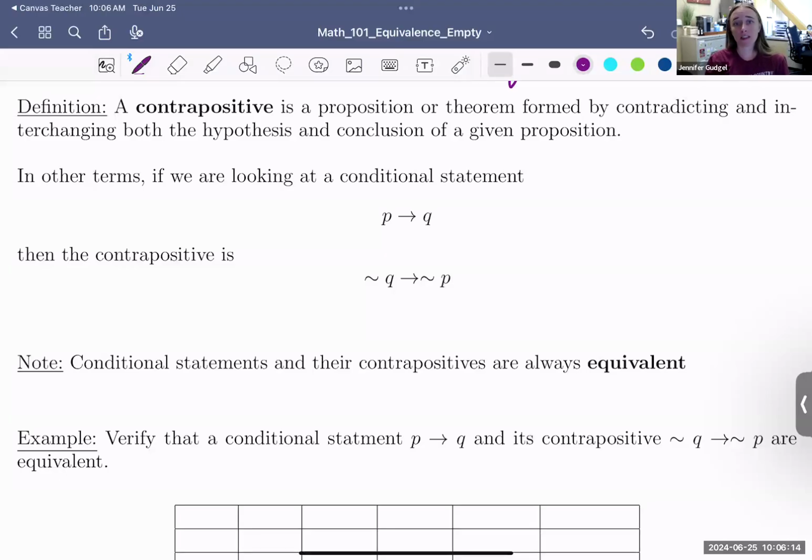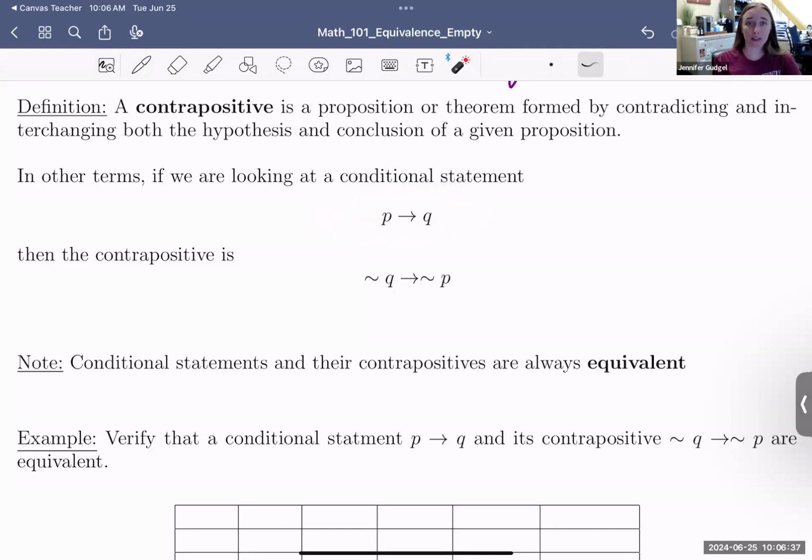A contrapositive is a proposition or theorem formed by contradicting and interchanging both the hypothesis and the conclusion of a given proposition. Remember the hypothesis, in a conditional statement, an if-then statement. The hypothesis was the first part, the conclusion was the piece after. So what we're saying is these two are logically equivalent.